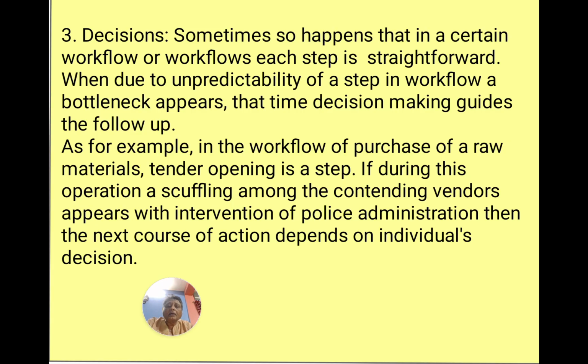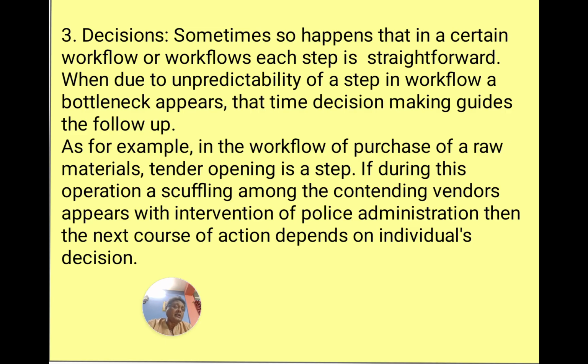Now, as for example, in the workflow of purchase of raw materials, tender opening is a step. If during this operation a scuffling among the contending vendors appears with intervention of the police administration, then the next course of action depends on an individual's decision.